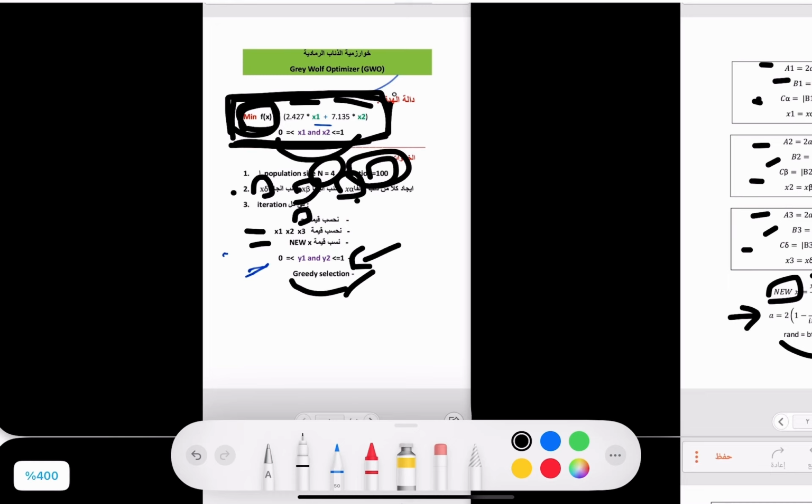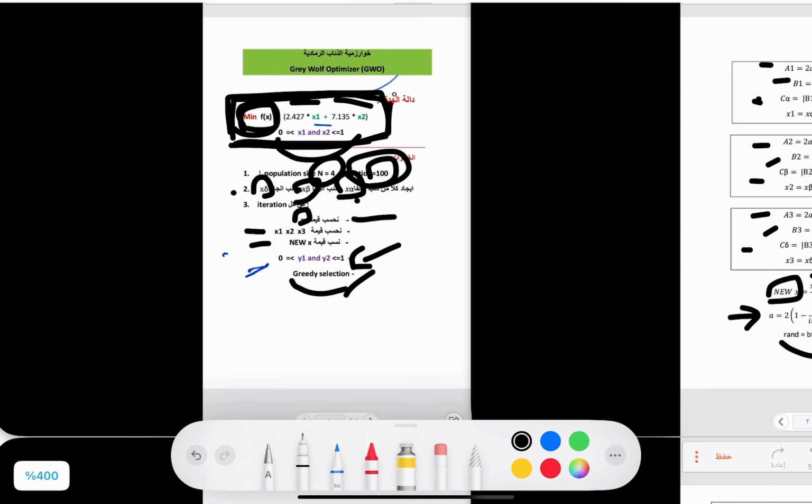Gamma and delta are just the same words used for the third best dominating wolf. They're sometimes called gamma, they're sometimes called delta, but they are referring to the same third most dominating wolf.